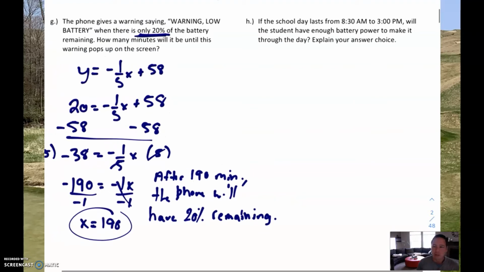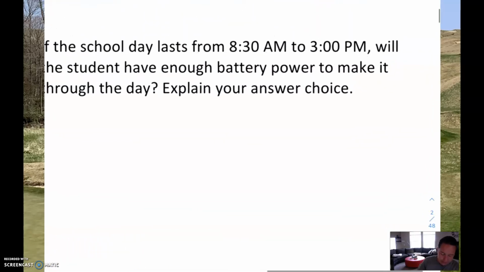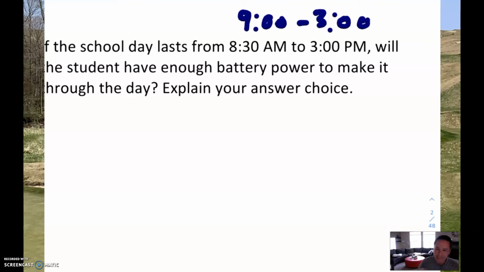All right, if the school day lasts from 8:30 a.m. to 3 p.m., will the student have enough battery power to make it through the day? And explain your answer choice. Well, let's convert these hours into minutes. From 8:30 to 3 p.m., let's just go from 9. From 9 to 3 is 6 hours. So from 9 to 12 is 3 hours, 12 to 3, another 3 hours. But then we have another 30 minutes to get to the 8:30.